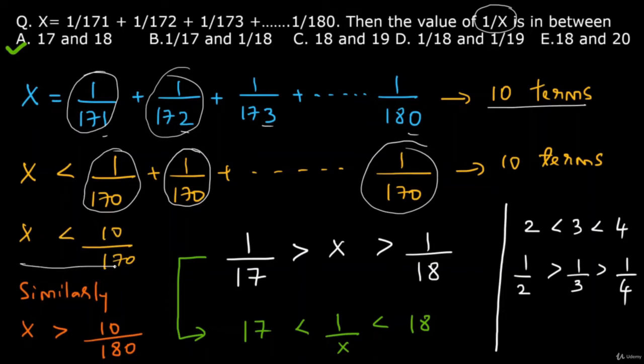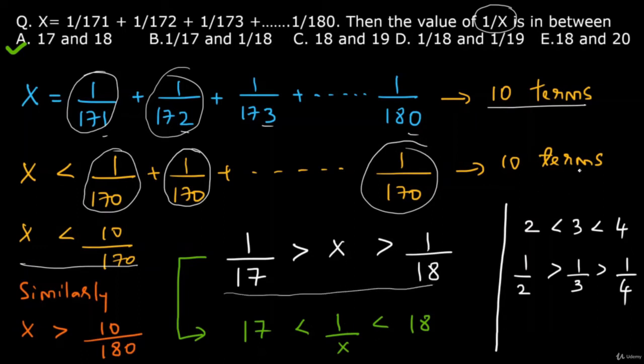Now, in a similar manner, you can see that x will be greater than 10 by 180. How do you do that? Instead of each of these terms, if you substitute 1 by 180, you will see that x is greater than what you get by adding those 10 terms. So x will be greater than 10 by 180. Now, therefore, we get that 1 by 17 is greater than x, and that is greater than 1 by 18.